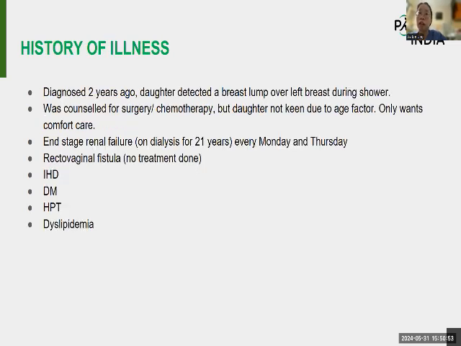So the history of illness. Two years ago, when the doctor helped the patient to shower, she detected a breast lump over the left breast. So they went and checked and it was diagnosed as cancer. She was counseled for surgery or chemotherapy, but the doctor was not keen due to the patient's age factor, and the doctor only wanted comfort care.